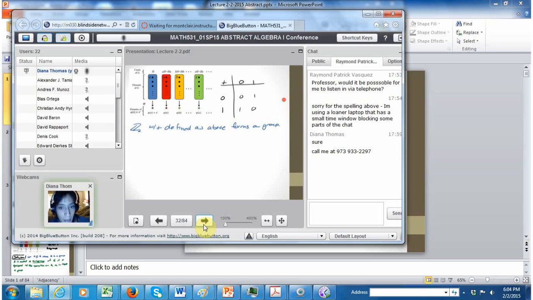And so I have a Cayley table. And so Z2, which is basically those 2 boxes, with plus defined as above in the Cayley table, forms a group.